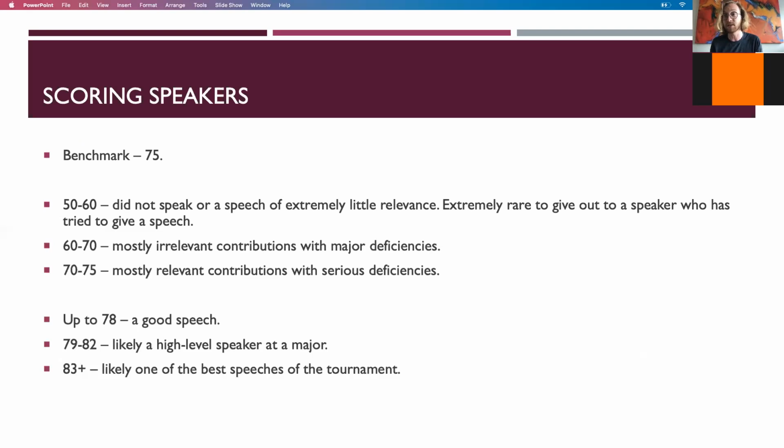If you're giving an 83 or a plus, it is likely one of the best speeches of the tournament. It'll be given out relatively infrequently, so please do not be enormously trigger happy with your 83s and above, but it is a truly breathtaking speech that has done an incredible amount to convince you. In a top room in round 6, for example, you would potentially be seeing 83s and above, but once again, I would stress that they are quite rare and they need to do something quite extraordinary to be able to get those types of scores.